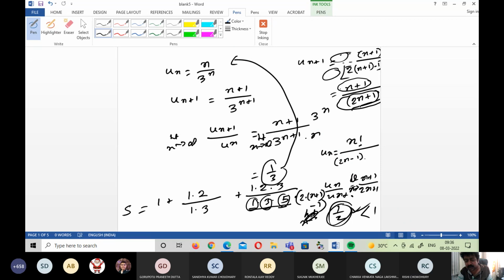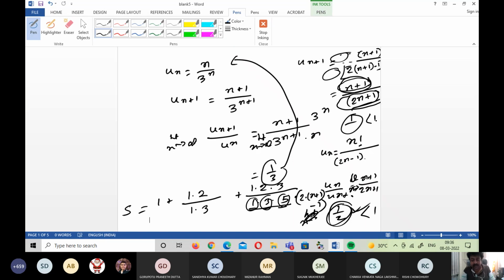R is coming 0 in this case. Why? Because n plus 1 factorial. So n plus 1 is coming 1 by 2, which is less than 1. So it is convergent. Now you have to consider one problem for when the ratio test fails.